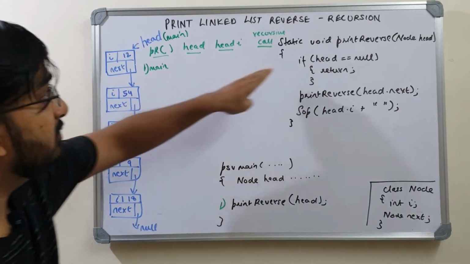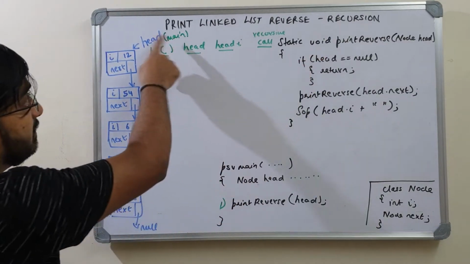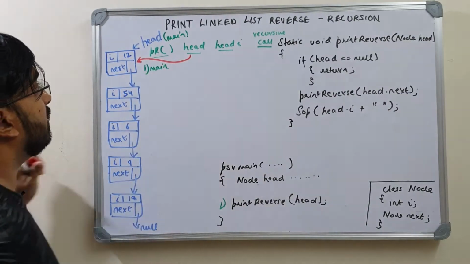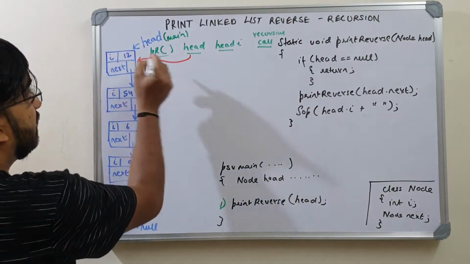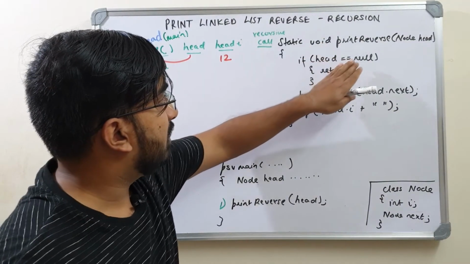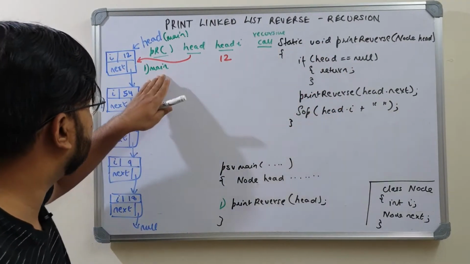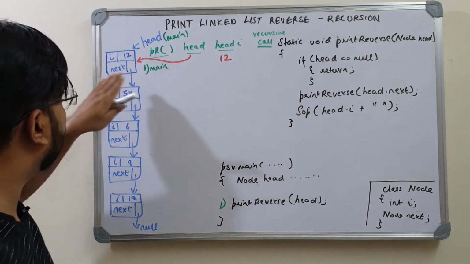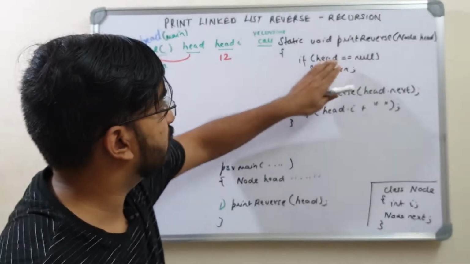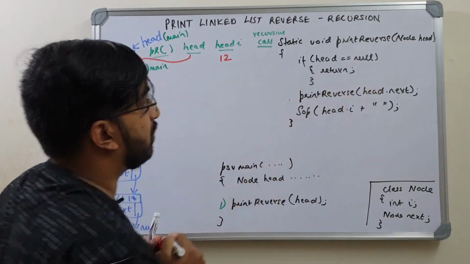The head that comes into this method printReverse will point to the same location where head in the main is pointing. So this will point here. Your head.i is the value of i at head, which is 12. You come here, you check if head is null. Head in your printReverse for this particular call is pointing to a memory location, which is not null, so this is false. You come here, you call printReverse with head.next.